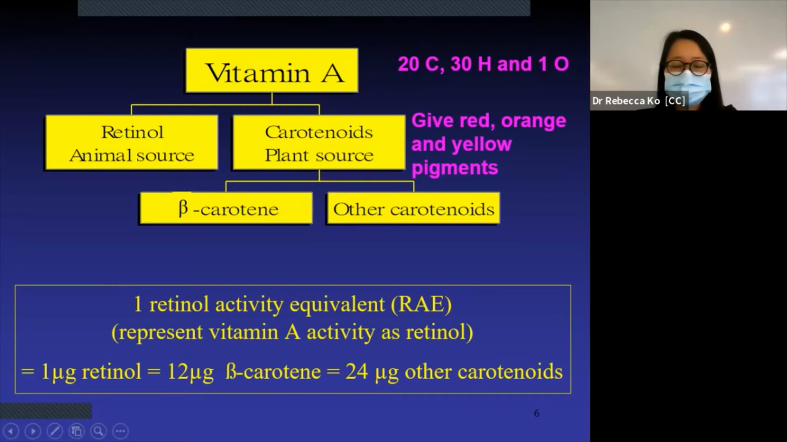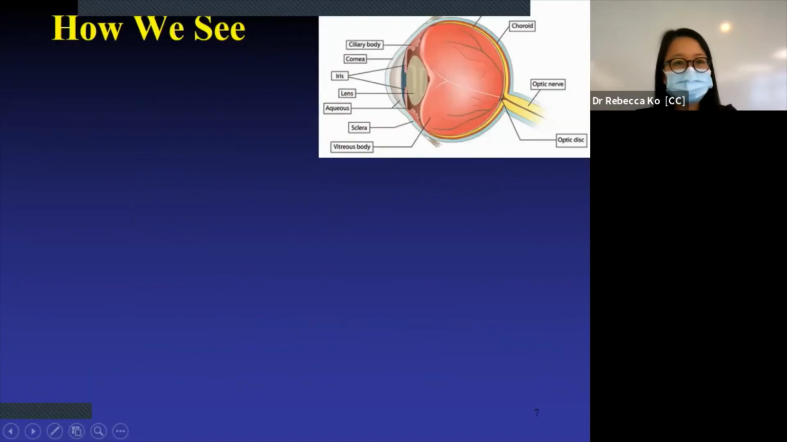And as I just said, if we talk about the amount, we will use RAE. One retinol activity equivalent, one RAE, is equal to 1 microgram of retinol, 12 micrograms of beta carotene, or 24 micrograms of other carotenoids.